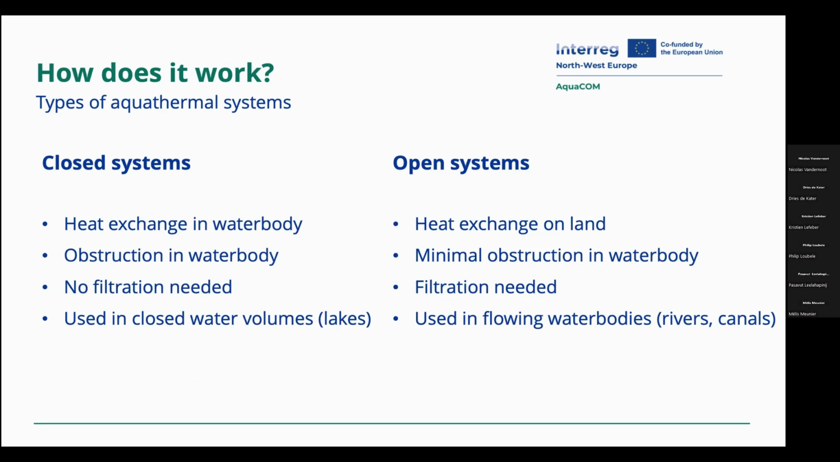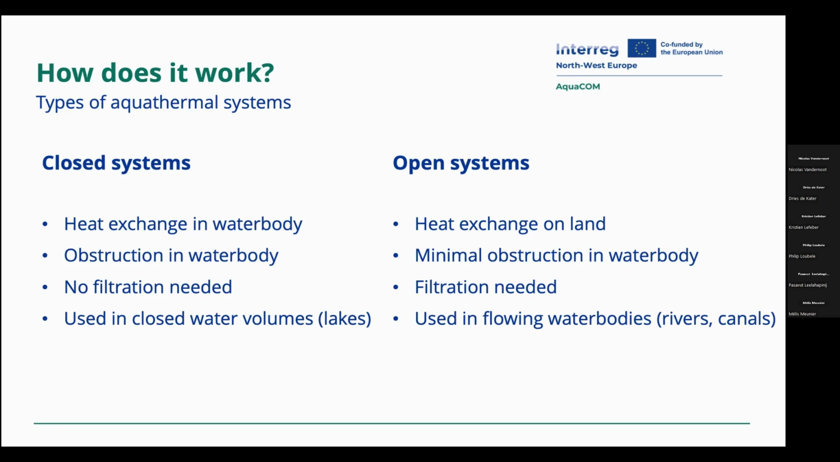Because the heat exchanger is in the water body, we have obstructions in the water body. So there is a huge obstruction there, which can create some problems. If you use these obstructions on rivers where there is also boat traffic, it can interrupt the boat traffic, or the heat exchanger can be destroyed by the boat traffic. So that's why it's an attention point.